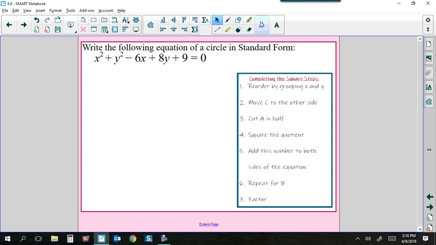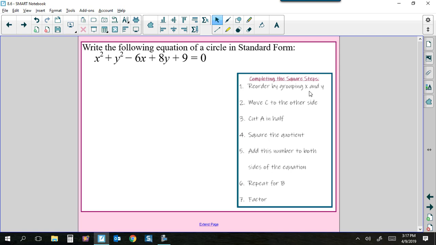Now, when you go to do step 1, there's one little thing I want to add in there to help them out. Are we ready to start? Yes. All right, here we go. Step 1 says reorder by grouping all your x's and y's. So that's what we're going to do. The only thing I want to add to this is I want you to leave a little bit of space.